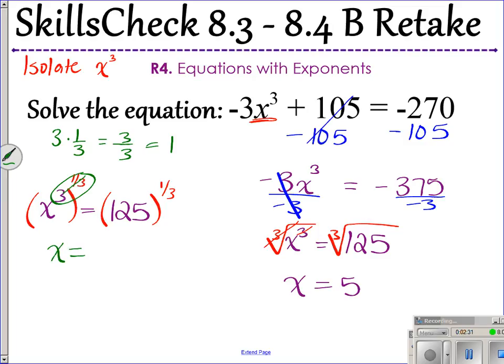So we get x equals 125 to the 1/3 power, which you can plug into your calculator, and you get 5. Okay? So either way, get the x cubed alone, and then either take a cubic root or raise to the 1/3 power. And that'll get you the x all by itself.